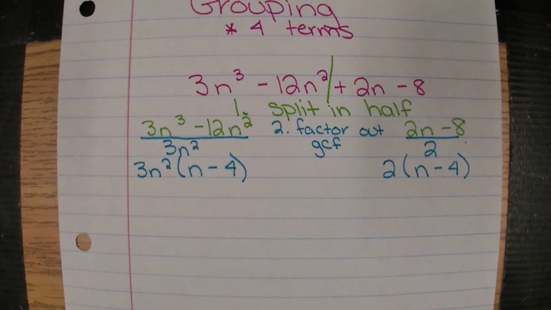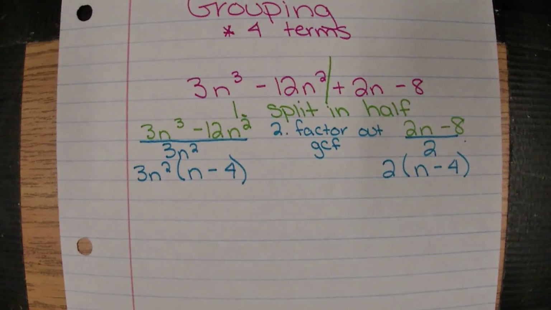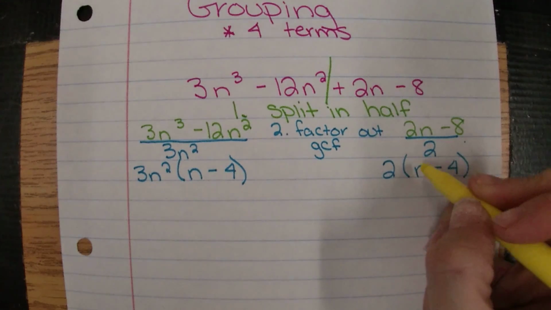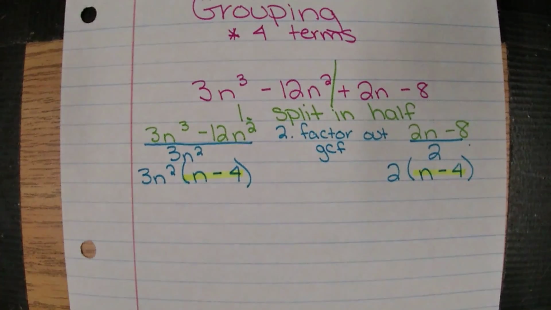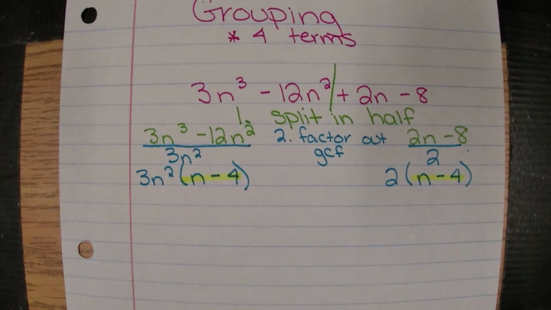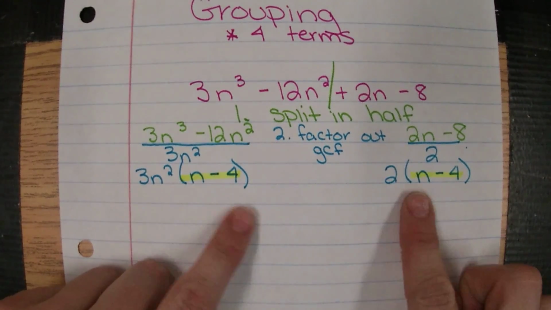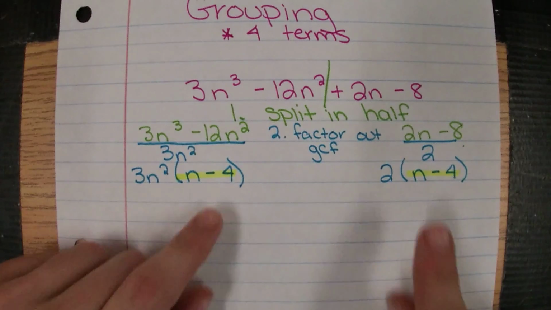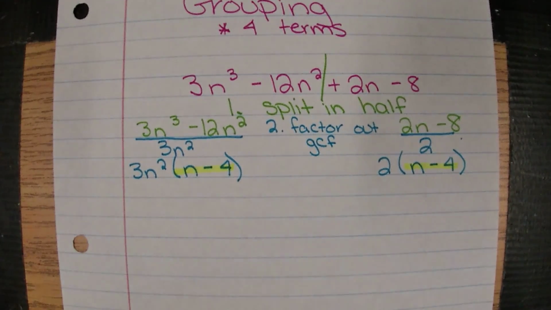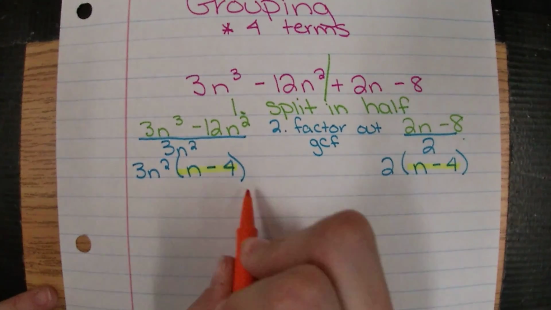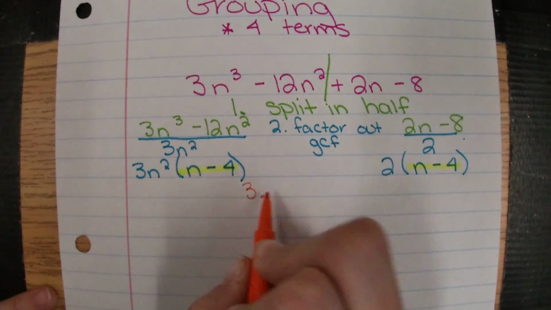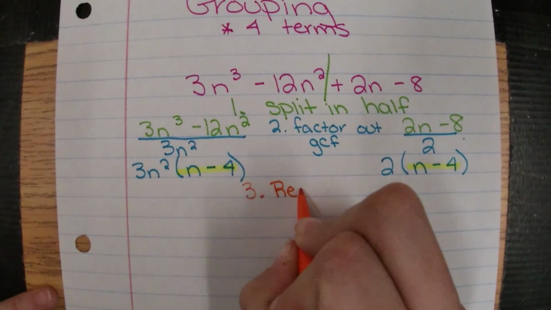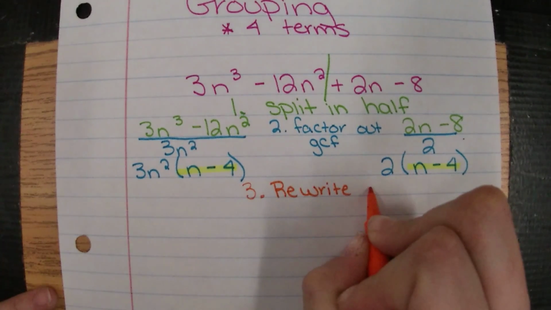Now, hopefully you're like, oh wait, that n minus 4 shows up twice, right? We see that n minus 4 here and here. It's really important that that happens. If we don't see this same binomial, we either did something wrong or it's not a problem that we can factor by grouping. So it's really important that we see this common binomial. Once we have that common binomial, our next step is to rewrite this as 2 binomials.